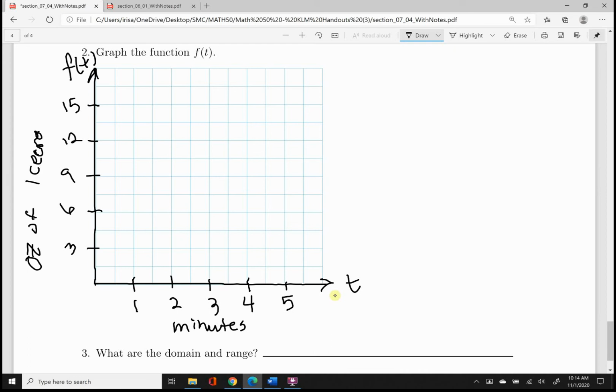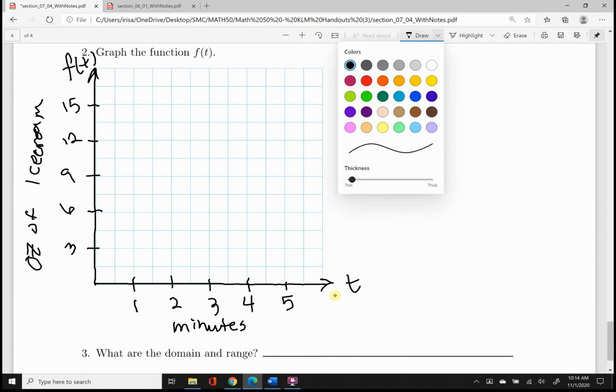So notice how I have labeled not only my tick marks, not every single tick mark, of course, but appropriate ones when necessary. And then I've labeled the axes as t and f of t, and I've also put the units of the inputs and outputs as well. I think all of this stuff is necessary here.